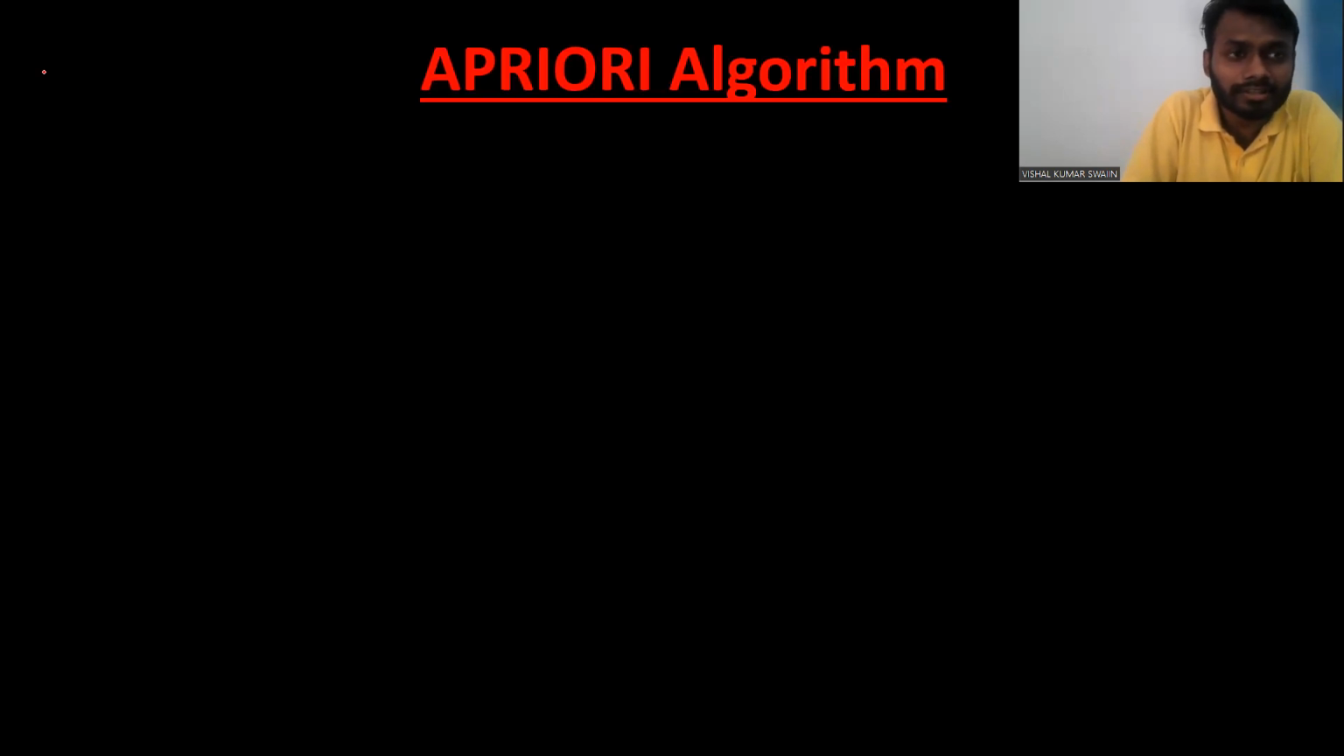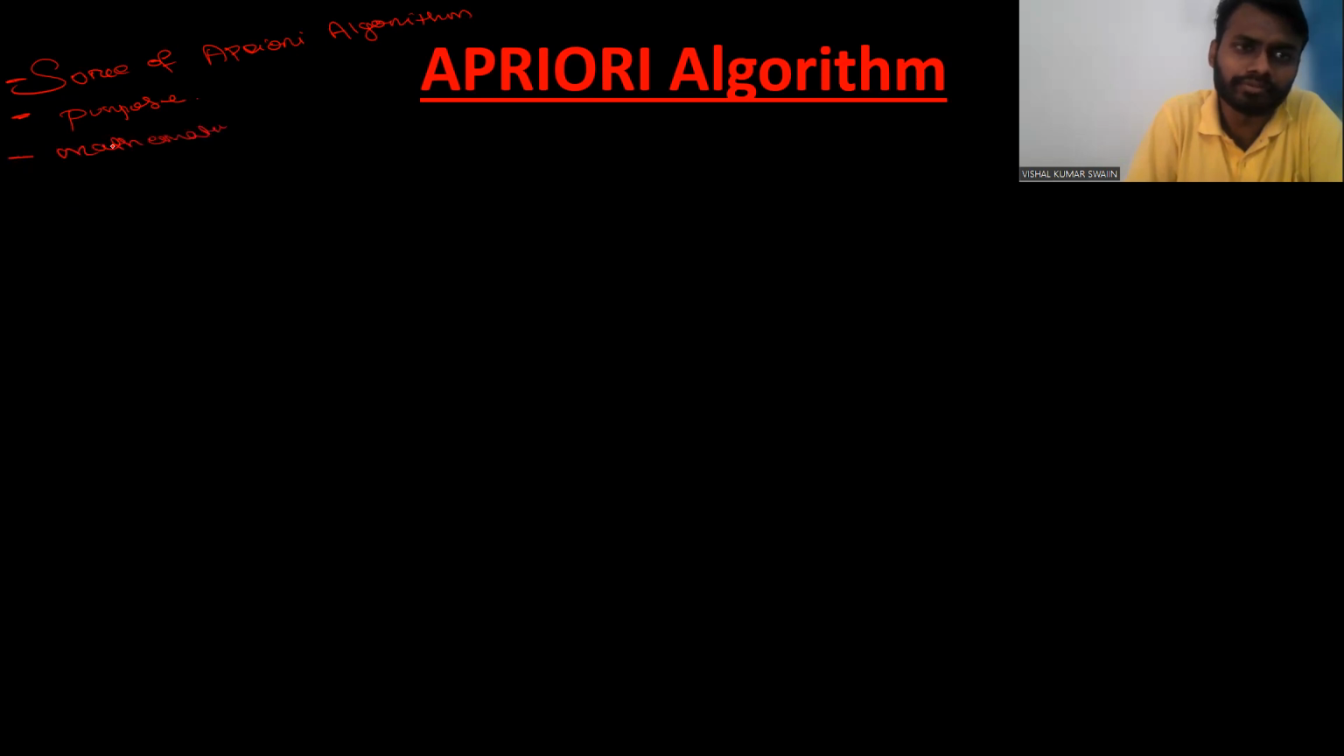First, what is the source of the Apriori algorithm? Meaning, from where this algorithm came, we will understand first of all. Okay. And the next one is for what purpose this algorithm can be used. And then after that, we will understand the mathematical intuition part.